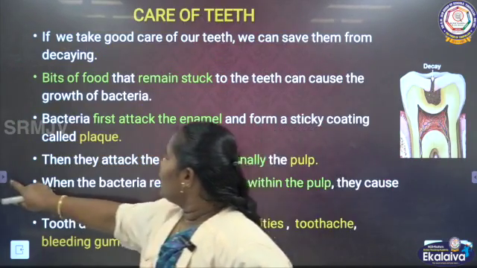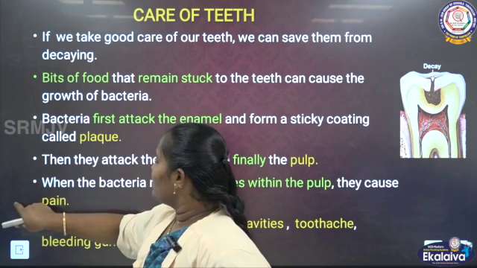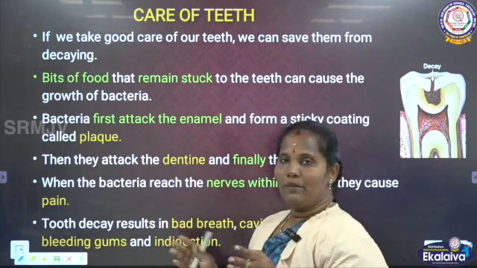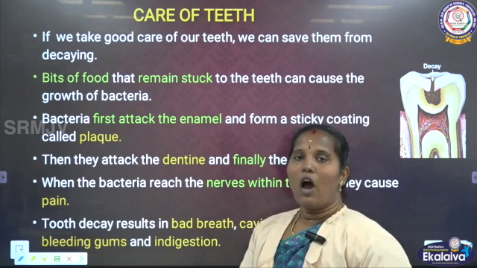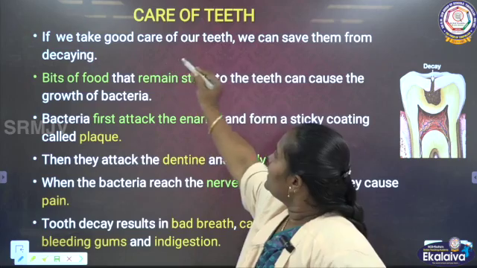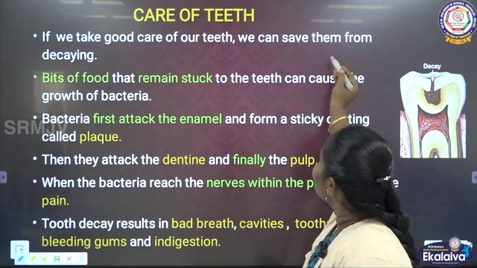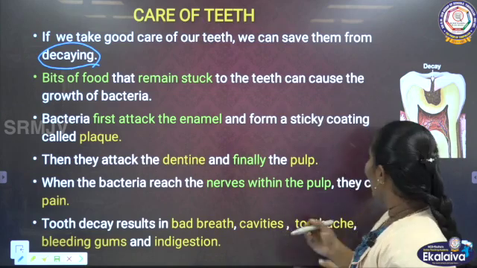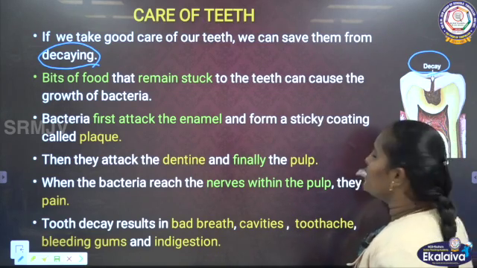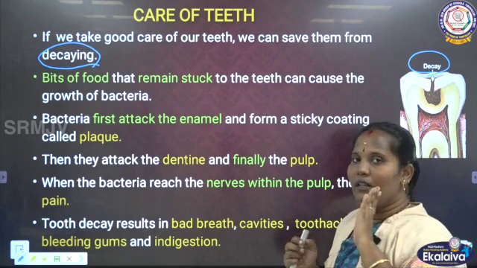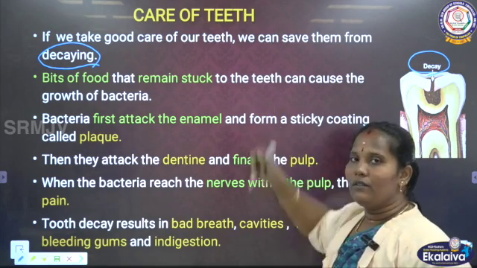See, care of our teeth. We saw the types and structure of teeth. Now, how should we take care of our teeth? If we take good care of our teeth, we can save them from decaying. Sometimes we feel very bad pain in our teeth. This is called tooth decay.